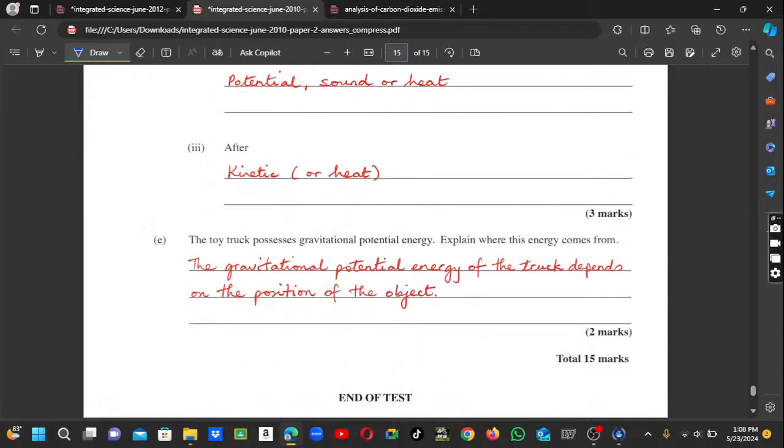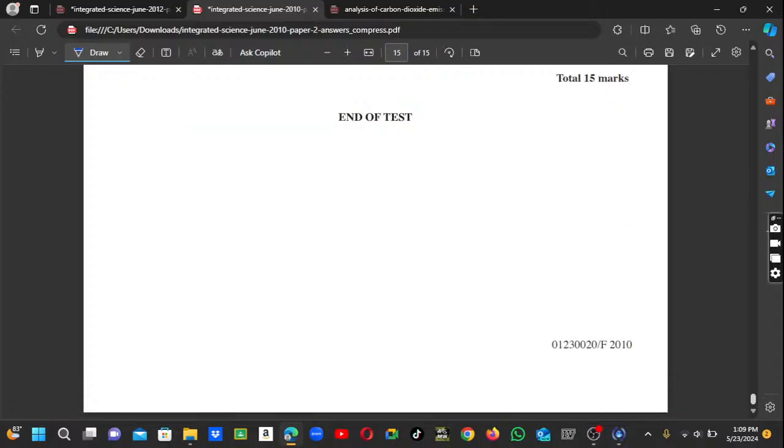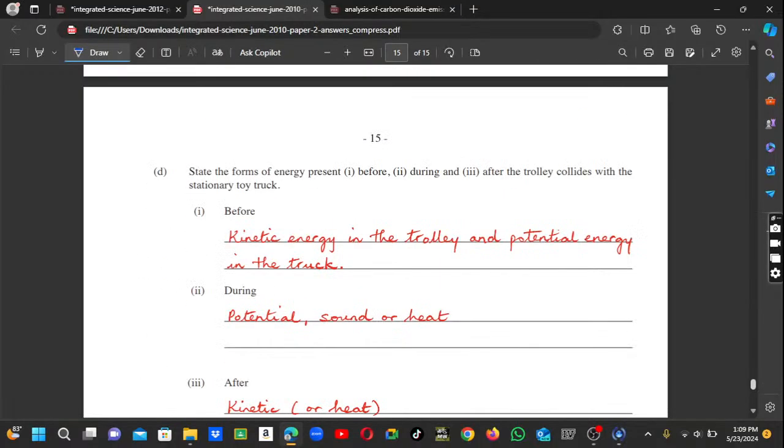Now they're asking about the gravitational potential energy the truck possessed. We need to explain where this energy comes from. The gravitational potential energy depends on the position of the object. And I think we are finished here because the paper says the end. So this is the end of the 2010 paper.